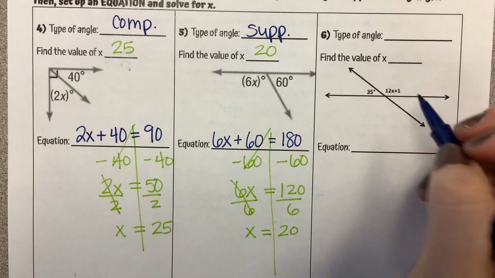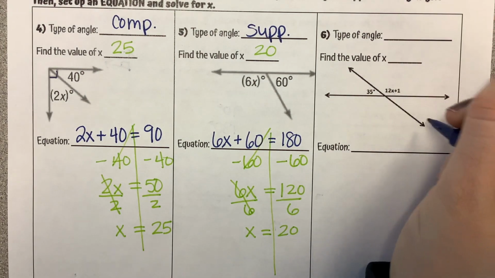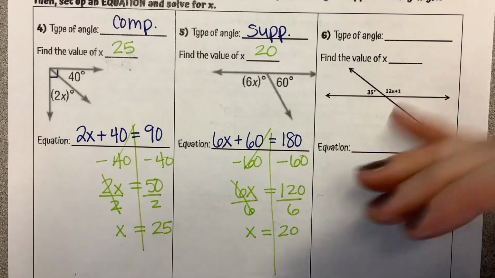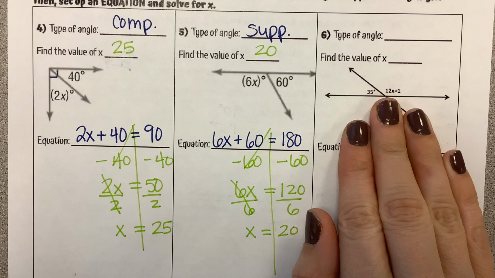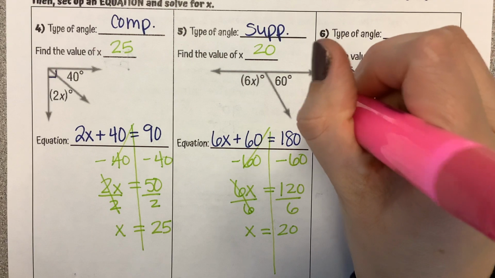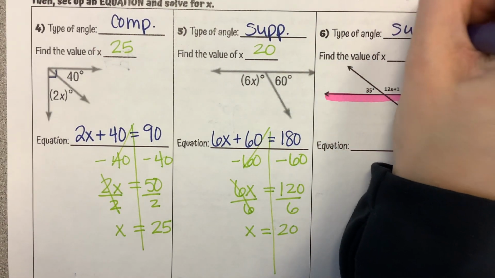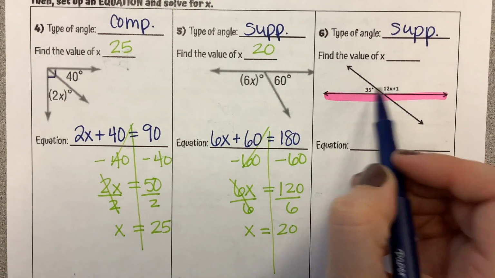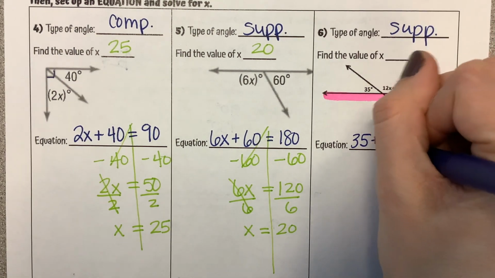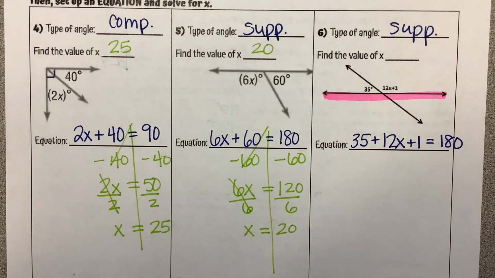Number 6. We have this kind of extra line here because it's going through, and that sometimes confuses people. But if you look at this and you kind of block that out, we just have a straight line. So these two together are on this straight line here, which means they are supplementary. So finding the value of x, well, we have our first angle of 35 degrees plus our other 12x plus 1 is going to equal 180 degrees.